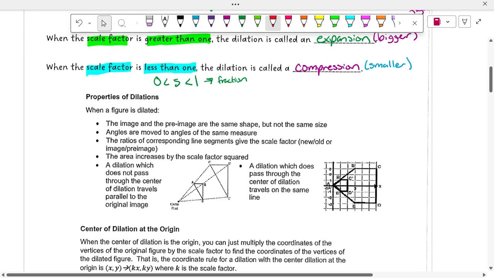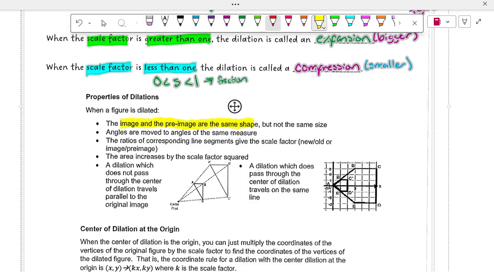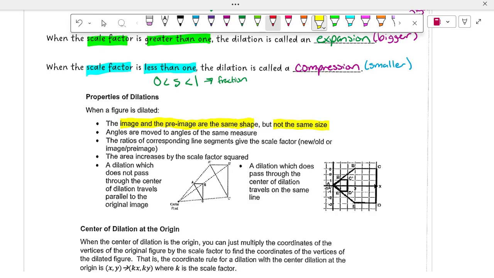So, some properties of dilations. Like I said, the image and pre-image are the same shape, but not the same size. So they're similar, but they're not congruent. The angles are moved to angles of the same measure. So that also corresponds with same shape. Same shape comes from all angles being congruent.